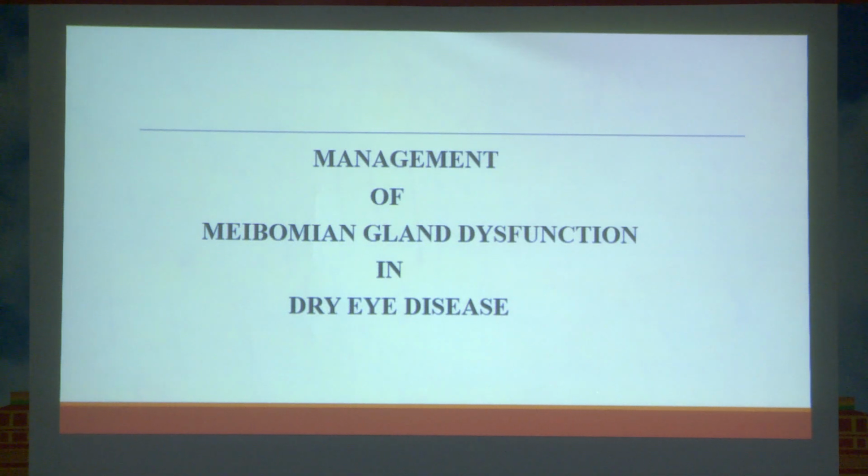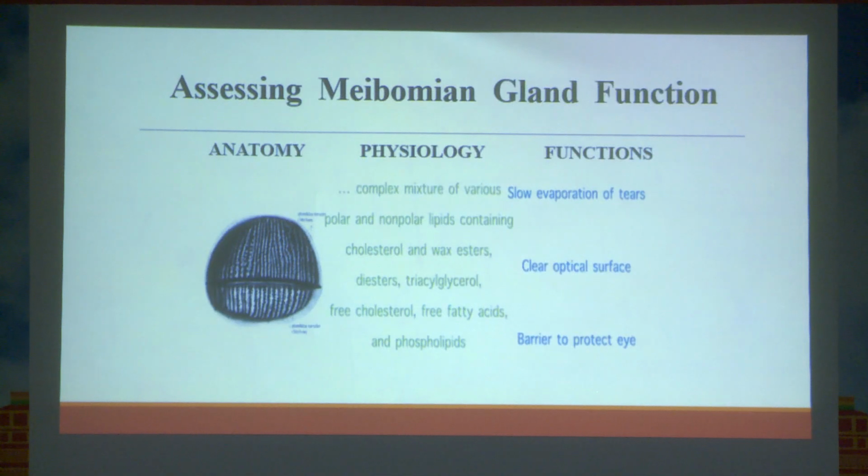Now MGD is another reason for the evaporative type of dry eye disease. We ought to be aware of the normal anatomy. By clinical awareness, if you examine your patients daily, it is not always that you have to do a meibography to know the status of the meibomian glands. You can just evert the lid and have a look and you get a rough idea, because these streaks that are present are the meibomian glands, visible, and they are responsible for the slow evaporation of tears and a clear optical surface.